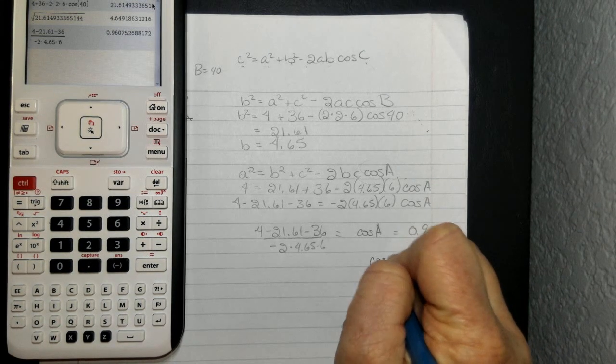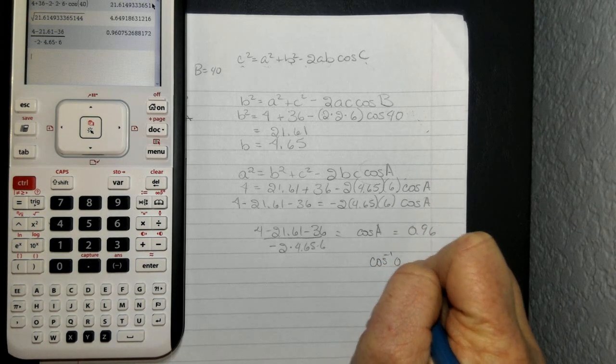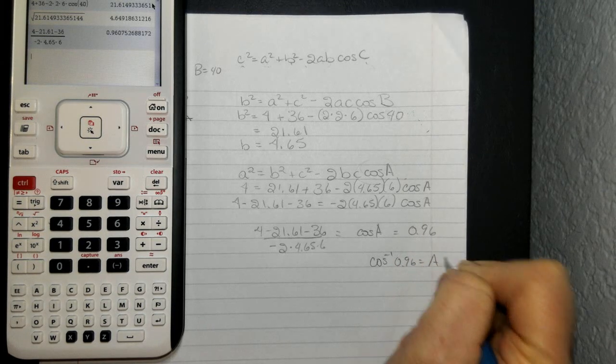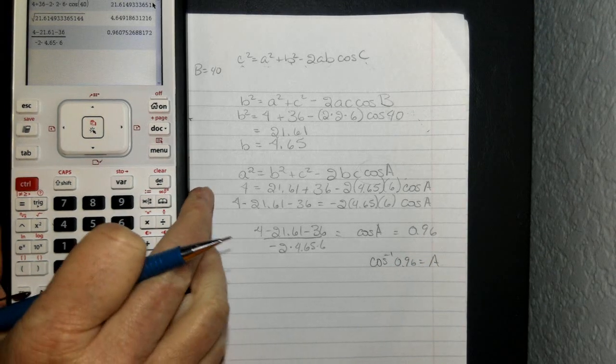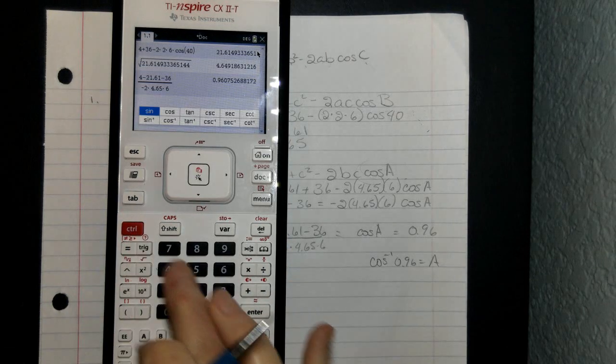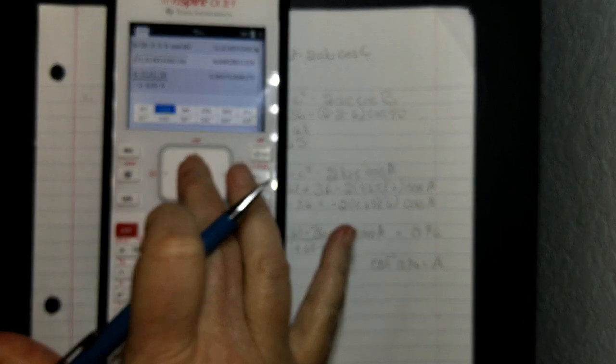Now without taking that out of the calculator, this is the cosine, but I want A, so cosine inverse of 0.96 is going to equal A. We hit trig, cosine inverse, cosine inverse of the answer, and I get my degrees, so A equals 16.1 degrees.